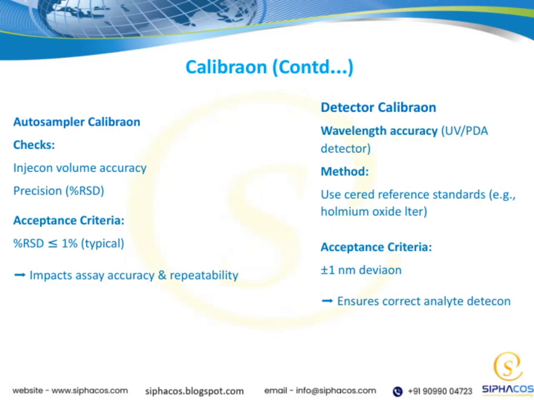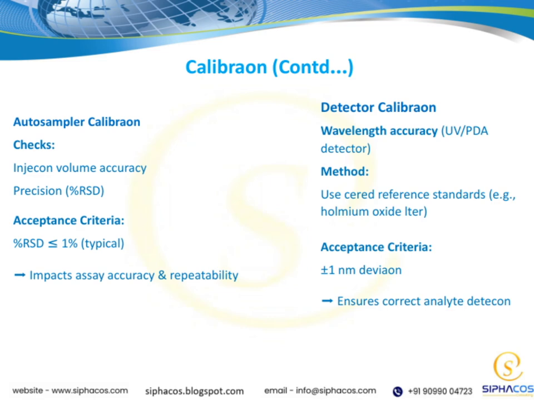Now, let's move on to detector calibration. First, we focus on wavelength accuracy, specifically for the UV or PDA detector. The method we use involves certified reference standards, such as a holmium oxide filter, to ensure precision. The key acceptance criterion here is a deviation of no more than plus or minus 1 nanometer. This is crucial because accurate wavelength detection ensures we are correctly identifying our analytes, which directly impacts the reliability of our results.